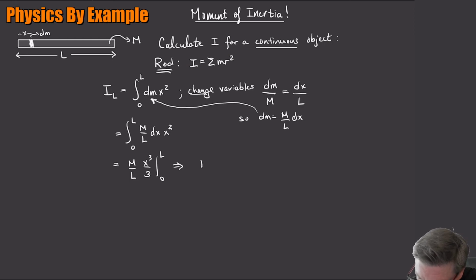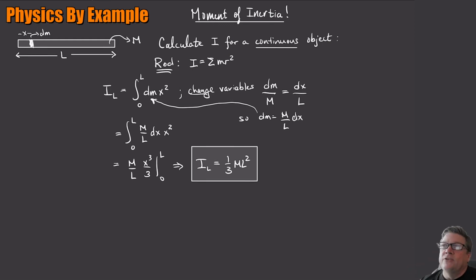this tells me that the moment of inertia about the left-hand end is, well, if I plug in L, I get an L cubed. There's already an L in the denominator. So I get 1/3 ml squared. There we go. So if you want to know the moment of inertia of a rod about an end, if you know its mass and its length, well, there you go. It's just 1/3 ml squared.